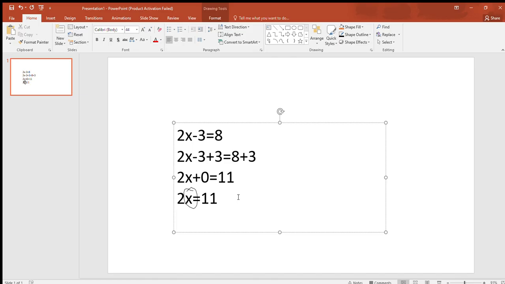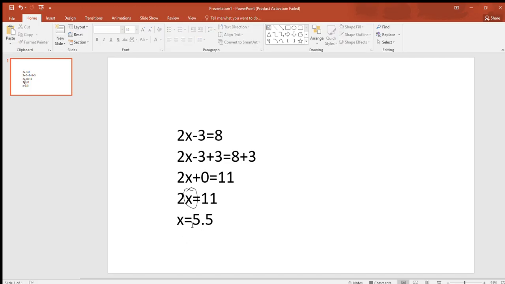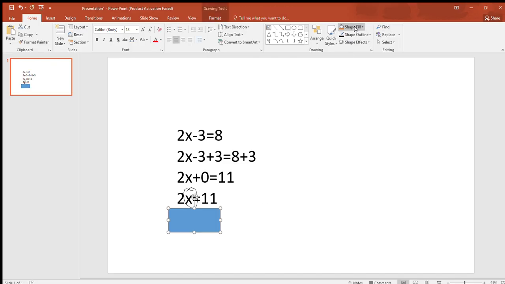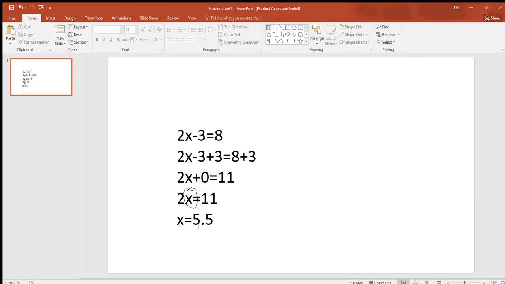So 2x equals 11, and when we divide both sides by 2, 2 by 2 will just become 1, so we'll just have x, and then we'll have 11 by 2, which is 5.5. So the resulting answer is 5.5, and that's the answer.